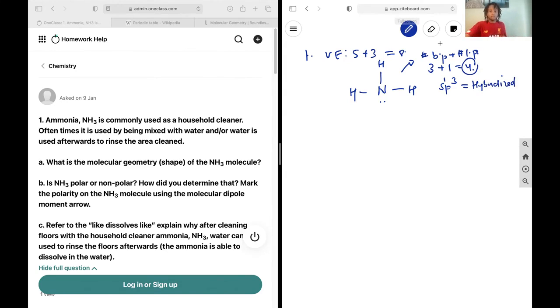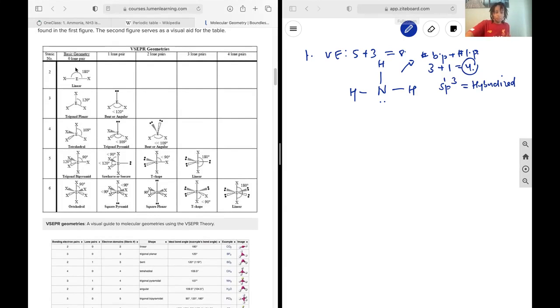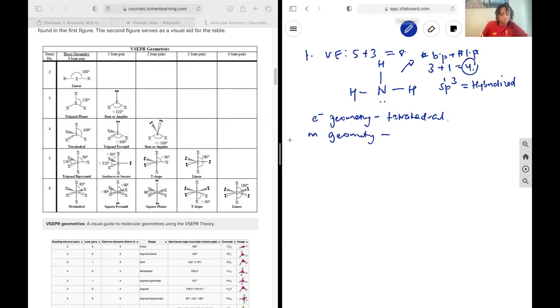Next up, we're just going to pull up a VSEPR chart. We see its steric number is 4, but it does have 1 lone pair. What that means is that its electron geometry will be tetrahedral, but its molecular geometry is going to account for the fact that 1 of those axial groups is a lone pair, and so it's going to be trigonal pyramidal.